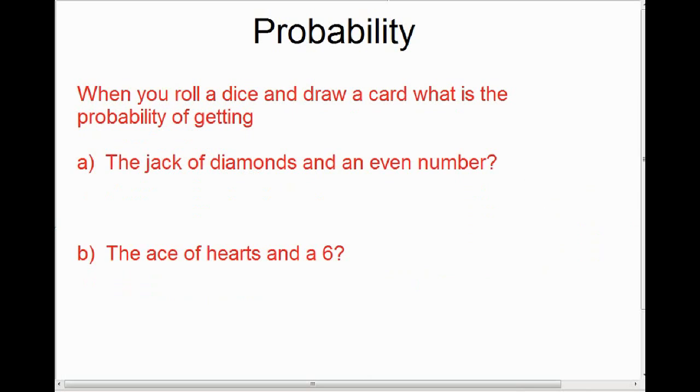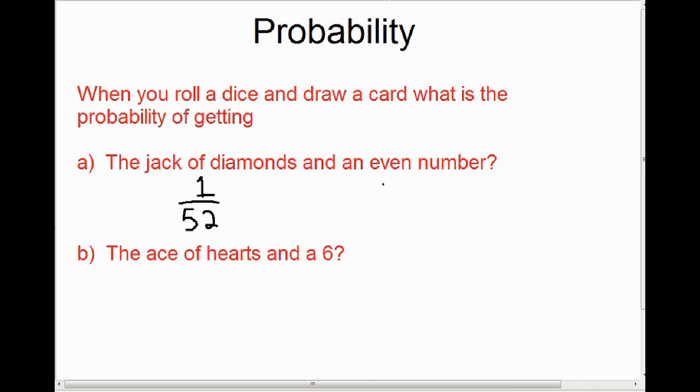So let's continue to explore this word "and" when we combine 2 experiments. So suppose you roll a dice and draw a card out of a deck of 52 cards, and you want to know what is the probability of getting the Jack of Diamonds, that specific one card, and an even number. Well, let's look at the individual probabilities here first. So to get the probability of getting the Jack of Diamonds, we have to know how many possible outcomes there are. When we draw a card out of a deck of cards, there are 52 possible outcomes, and there's only one Jack of Diamonds in a deck of cards. So the probability of getting the Jack of Diamonds is 1 out of 52.